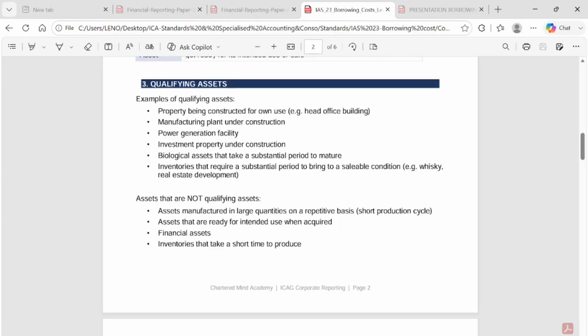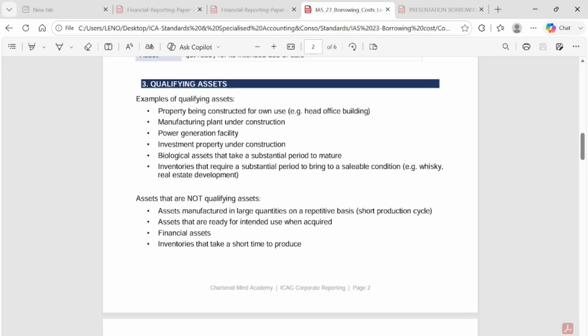If it is the rearing of animals, it takes many months for you to build those animals, or to bring them to the point where the company puts them under the asset, or under parent asset, where these animals are readily available for sale. And you also have inventory that requires a substantial period to bring to saleable condition.